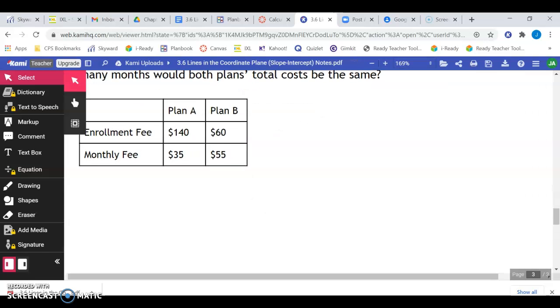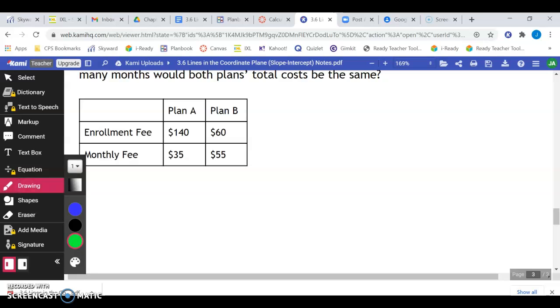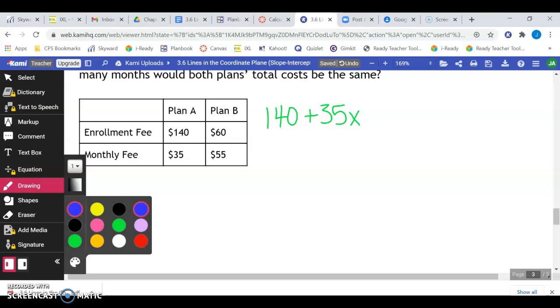So, for plan A, we have to pay $140 to enroll. Plus, we have to pay a $35 per month charge. And then for Plan B, we have to pay $60 to join and then $55 a month. So they want to know, when are these two going to be equal? So then this becomes a review problem. We have to solve for x.